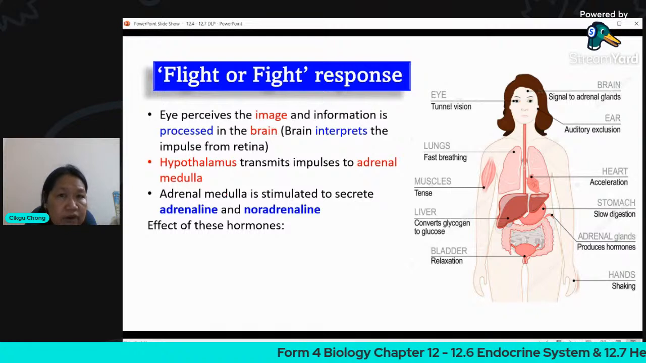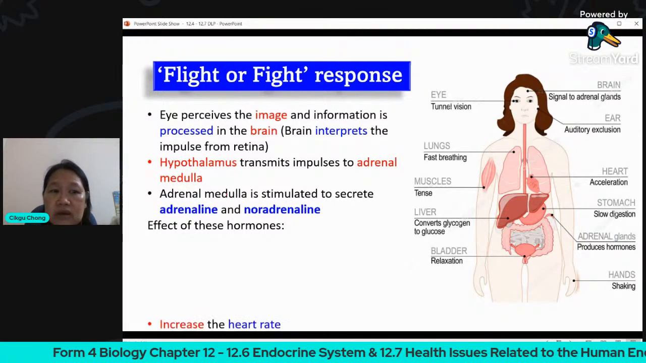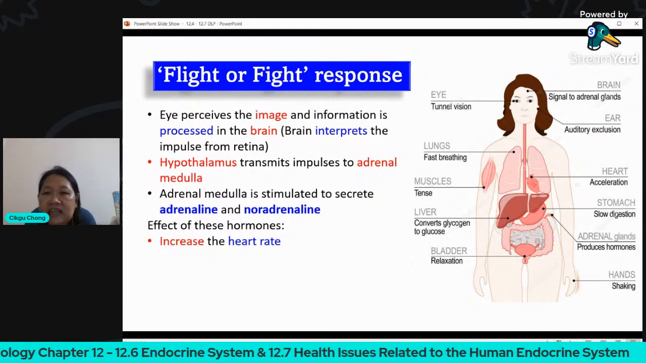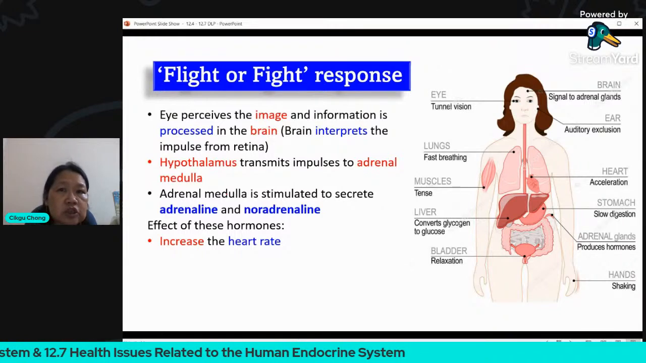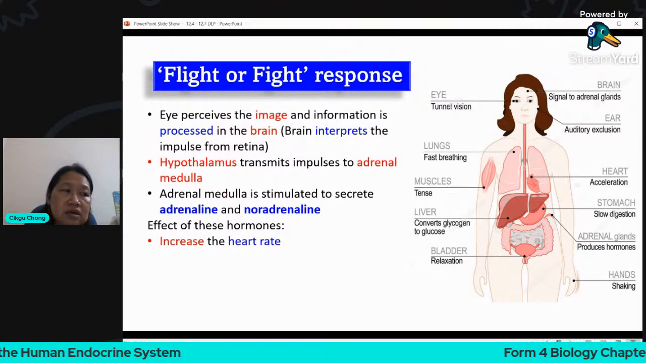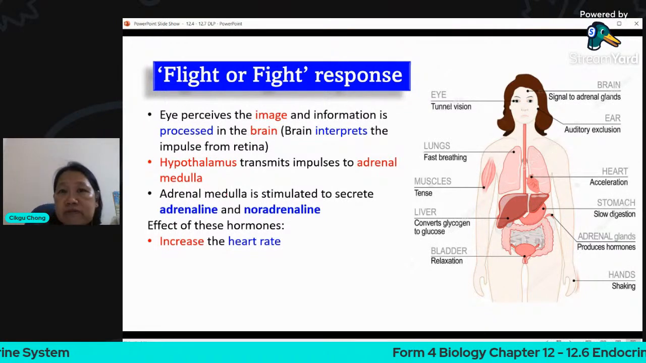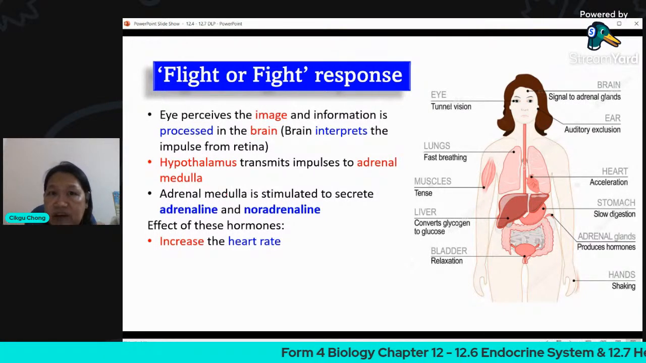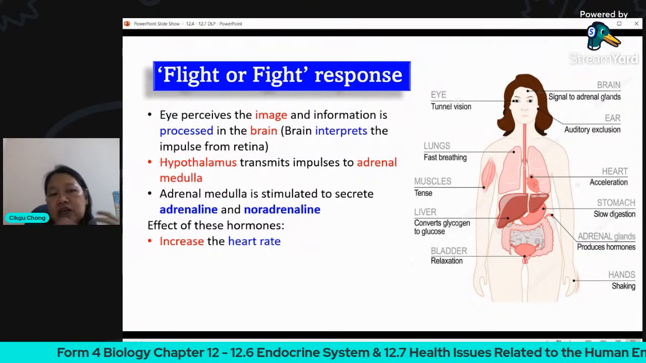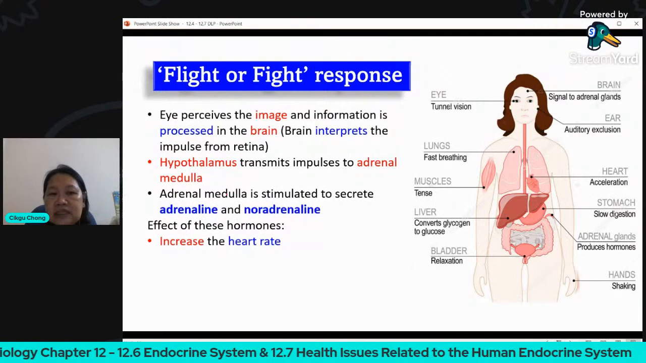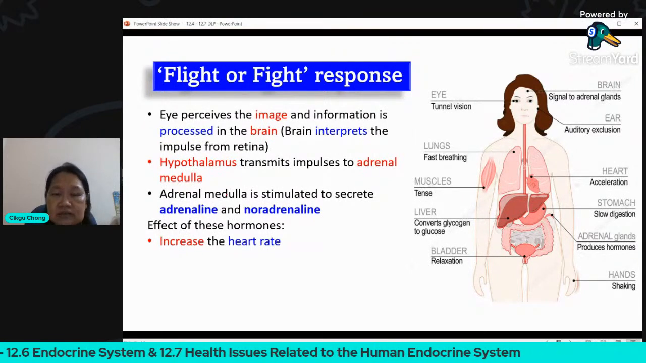What is the effect of this hormone on your body? How is your body going to respond? Okay, number one, your heart suddenly beats faster. Just like I mentioned, most hormones will have a long, prolonged, slow effect. But adrenaline is one of those that has a fast one. This is one of the exceptions, right? So instantly you will find your heart beats faster. This is when you get excited, right?